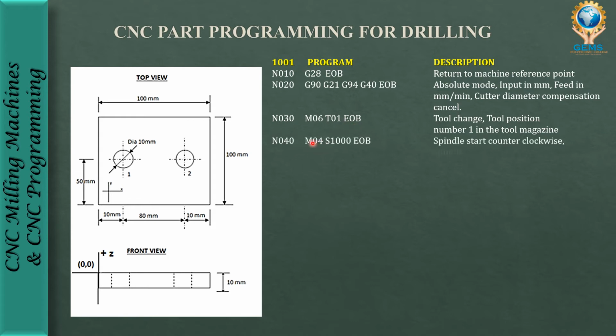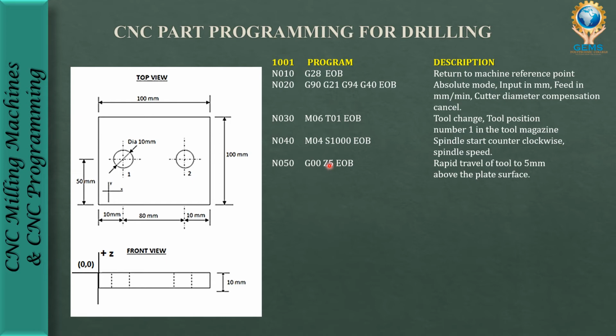And now I'm giving the computer M04. M04 represents the spindle starts in counterclockwise direction, and I'm mentioning the spindle speed as 1000 RPM. Now the next block starts, N050. Now I'm mentioning G00 and Z5. I'm informing the computer to move the tool rapidly towards this position.